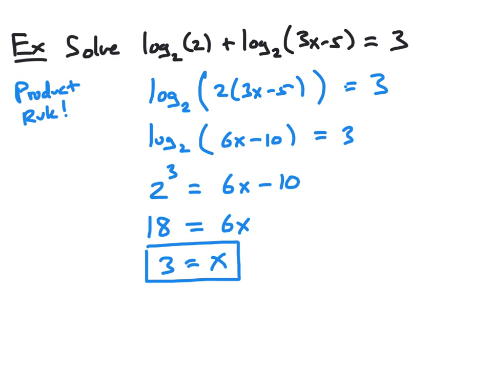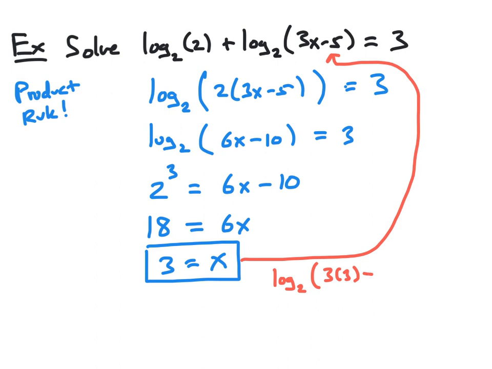Again, we do need to check that this number works in our original equation. The only log term here with an x is the second one, log base 2 of 3x minus 5. And here, when we substitute that in, we see that we're going to get 3 times 3 minus 5. So this will be the log base 2 of 9 minus 5, which is 4. And that is a positive number. So this solution checks out. And x equals 3 is our solution.